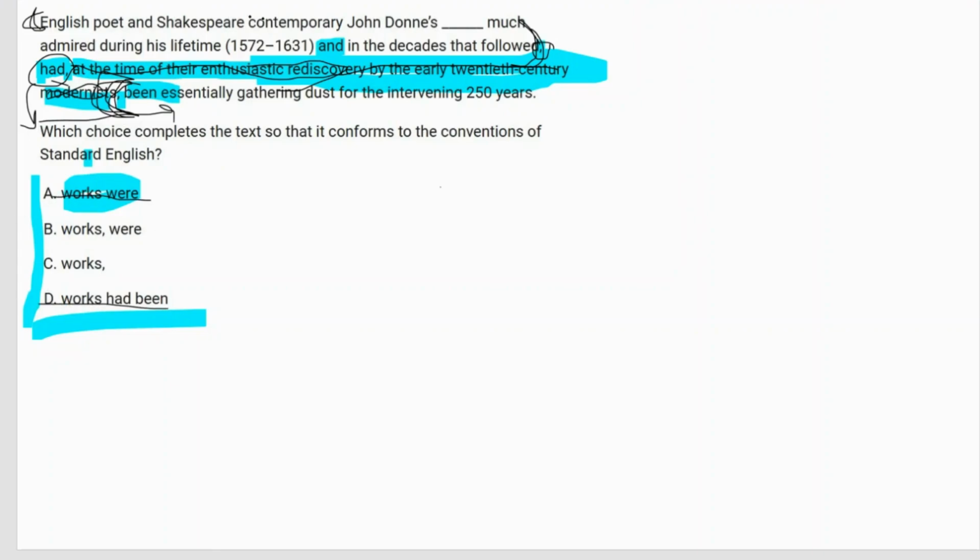For this part, English poet Shakespeare's contemporary John Donne's works, comma, were much admired during his lifetime and in the decades that followed, comma. What do we see here? If I were to use a comma before "were," this whole part starting from "were" is completely unnecessary. So we can cut this whole line if I use a comma here, which means this whole line is unnecessary. So as you can see, "were much admired," this whole part gets cut off from there.